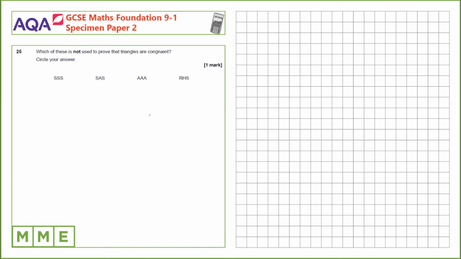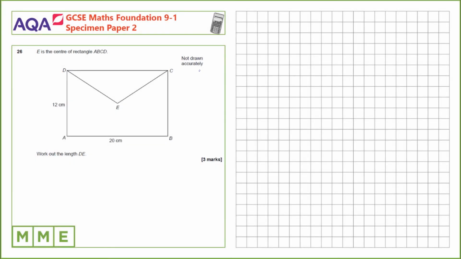Question 25. Which of these is not used to prove that triangles are congruent? Circle our answer. The answer here is AAA, and the reason being we have two triangles with the same angles, but they could be different shapes. These are not congruent, they are similar, but not congruent.